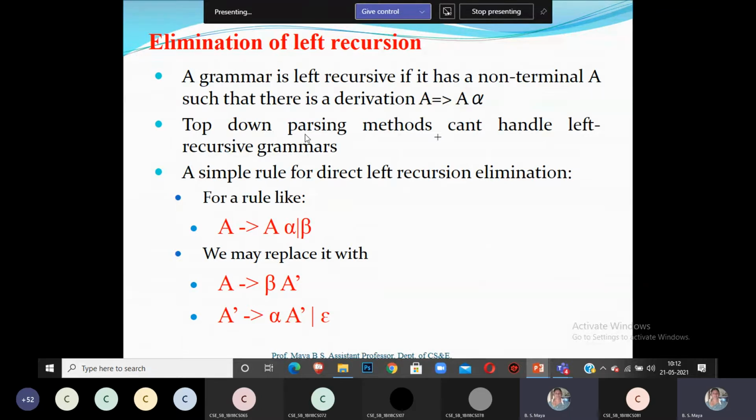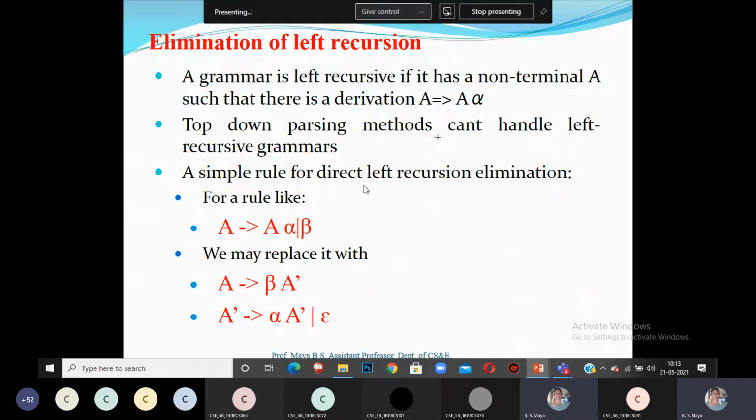The top-down parsing method cannot handle left recursive grammar. This is direct left recursion: by seeing the production, I can say the grammar has a left recursion. There are two types of recursion, one is direct and the other is indirect. I will go to indirect after some problems on direct.